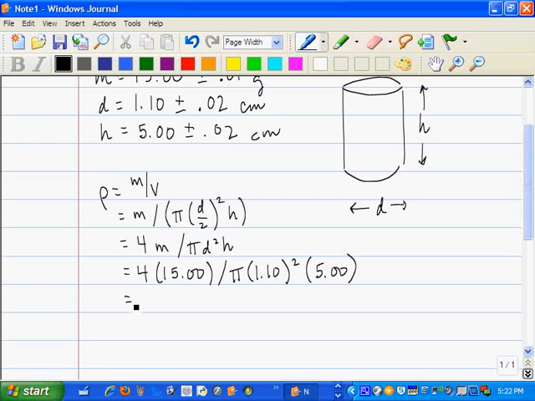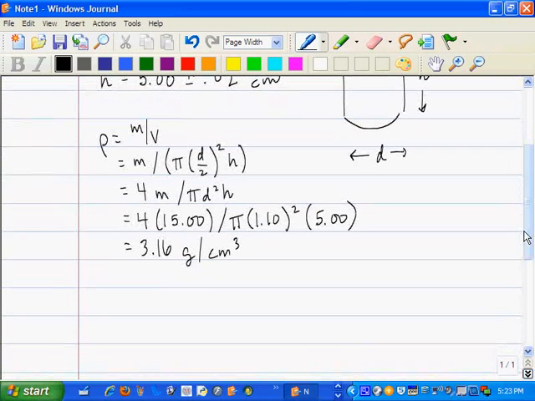So let's take a minute and calculate that on the calculator. That's 4 times 15 divided by pi divided by the diameter squared divided by 5 again, and we get 3.16 grams per cubic centimeter. Okay, so now the question is, what is the uncertainty in the density? That's really what we want to know.